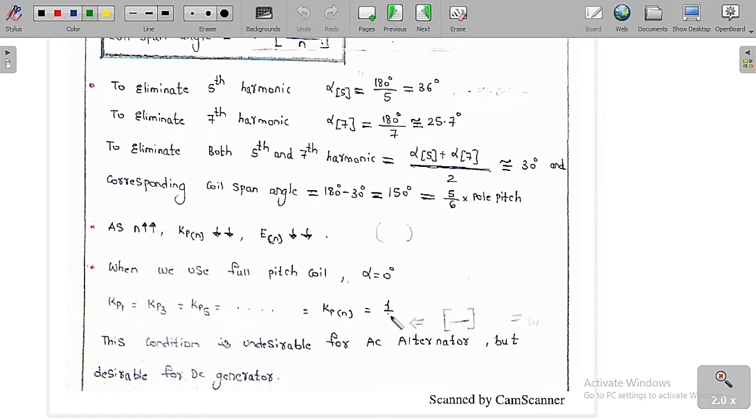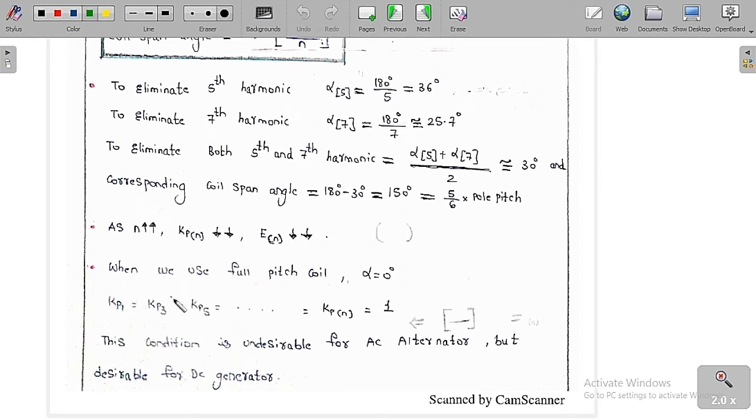Because for an AC generator, what is going to happen? If you go for the full pitch winding, all the harmonics are going to be produced. If all the harmonics are present, the overall induced voltage is going to get degraded. You need only the fundamental component, but not the harmonics. So you have to keep only the fundamental component and remove all the harmonics by some process. That is called the short pitch winding.